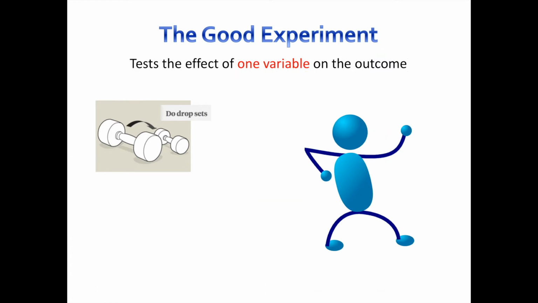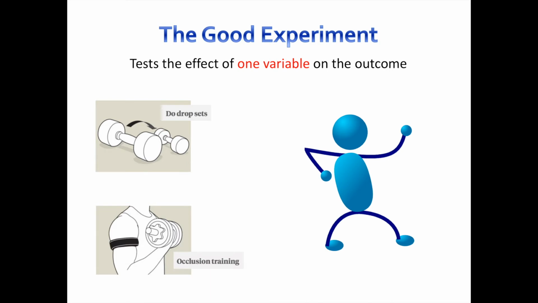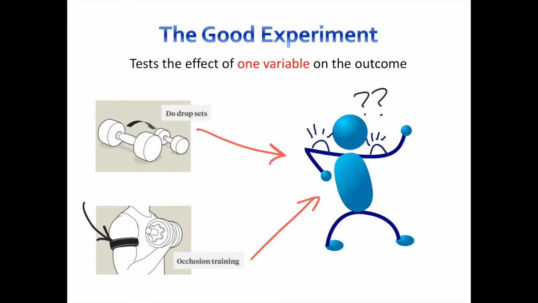Now, let's say that I wanted to try doing drop sets, but I'm also interested in doing occlusion training. Occlusion training is this new trend where you tie something around a body part to restrict the blood flow to the muscle group that's being exercised. Now, why would it be bad to do both of these things at the same time? The reason we do not want to test more than one variable at a time is because there's no way to tell if the end result can be attributed to drop sets, occlusion training, or both.